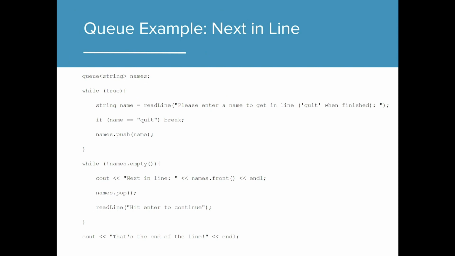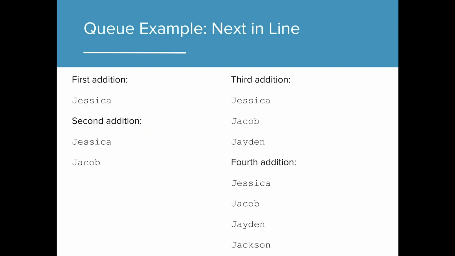Here, we are adding names in a virtual line using a queue. We will add 4 names: Jessica, Jacob, Jaden, and Jackson. Let's put our 4 names in order. First we add Jessica. Next we enter Jacob. Notice that the name is added below. We continue with Jaden and Jackson. Each time, the new name is added to the back of the list, just like a person is joining a virtual line at the back.